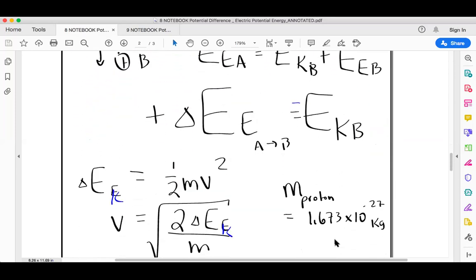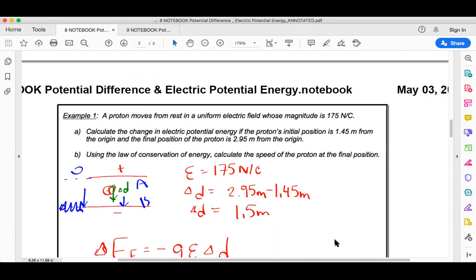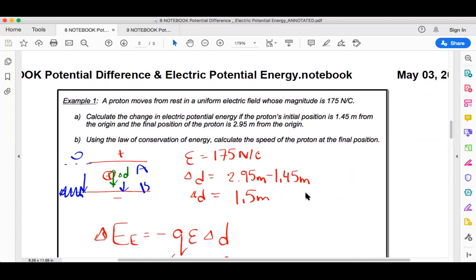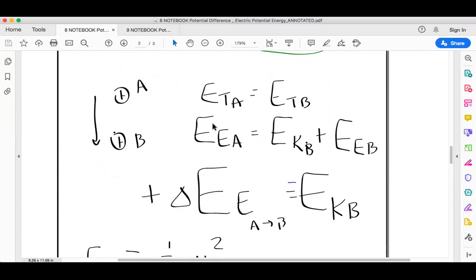Okay. For part B, it asks, using the law of conservation of energy, calculate the speed of the proton at the final position. So you thought you were done with last unit, but almost everything in this course builds. So the law of conservation of energy, well, the total energy at this point compared to the total energy at this point are equal. Total mechanical energy at this point equals total mechanical energy at that point. Then total energy is made up of all the forms of potential energy and kinetic energy on one side equals all the forms of kinetic and potential energy on the other.